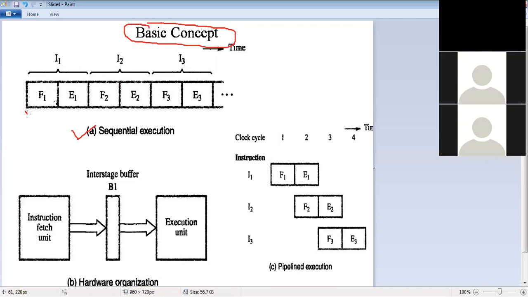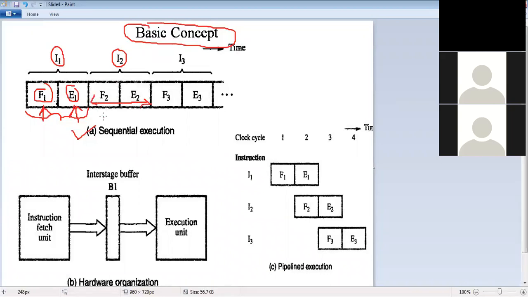So here I am considering only 2 units. One is fetch and the second one is execute. If I want to execute I1, instruction 1, the processor requires 2 cycles: F1 for fetching the instruction, and for executing I need one more cycle. So 2 cycles are sufficient for the execution of instruction 1. After execution of instruction 1, it fetches the next instruction, that is I2, and again it requires 2 cycles for completion of that instruction.